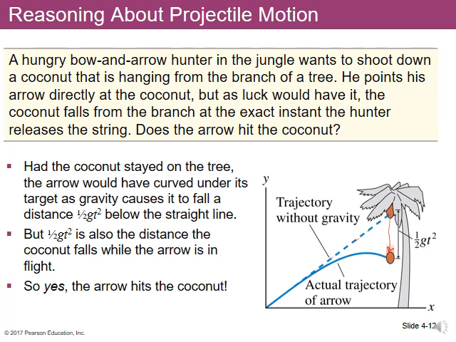Now, what would happen if the coconut stayed in the tree and you aimed your arrow directly at it and shot it and it didn't fall? Well, then you would totally miss the coconut. Your arrow would go way under the coconut. What would you have to do if you wanted to actually hit the coconut up in the tree?